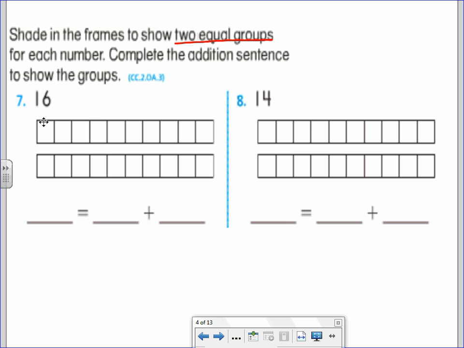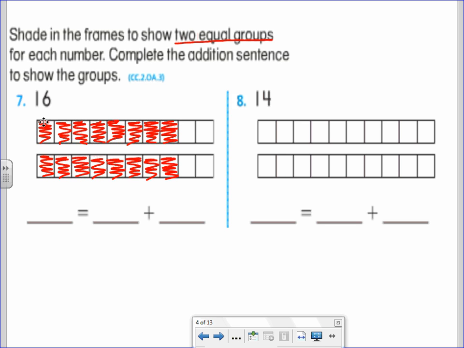So let's do it that way. If I'm going to go up, down, I'm going to do 1, 2, 3, 4. I'm going to keep counting and put 1 up and 1 down. 5, 6, 7, 8, 9, 10, 11, 12, 13, 14, 15, and 16. Do these 2 groups look equal now?